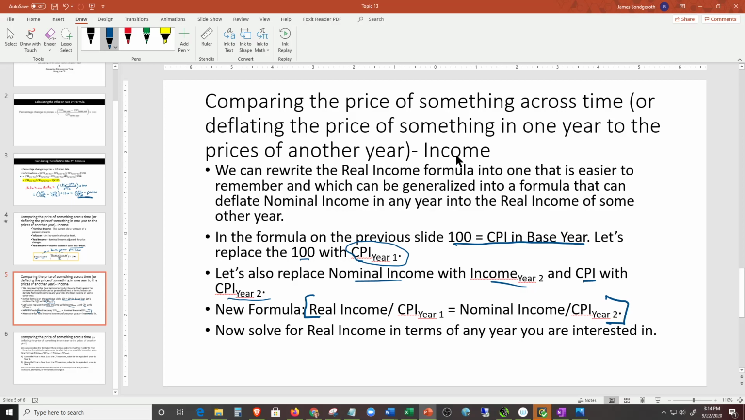Real income equals nominal income in the year in which the nominal income is observed, divided by CPI in year two, times CPI in year one. So now we can solve for real income in terms of any year you're interested in, not only the base year, say July of 1983.